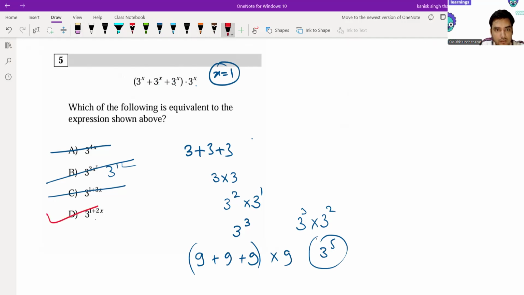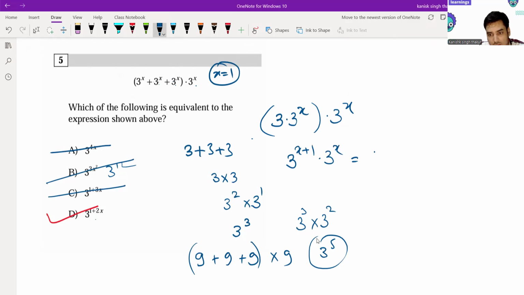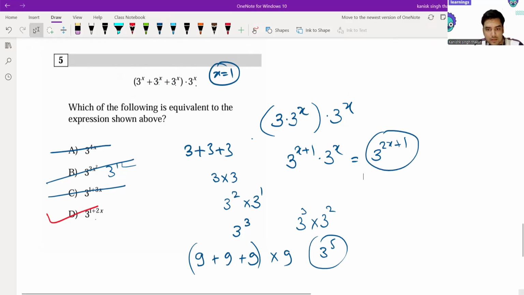Now this one you can easily do by options or directly you can do 3 to the power x times 3. So 3 times 3 to the power x times 3 to the power x. 3 times 3 to the power x is 3 to the power x plus 1 times 3 to the power x, which is 3 to the power 2x plus 1. So this will be your answer. I hope you must have got this thing, right?